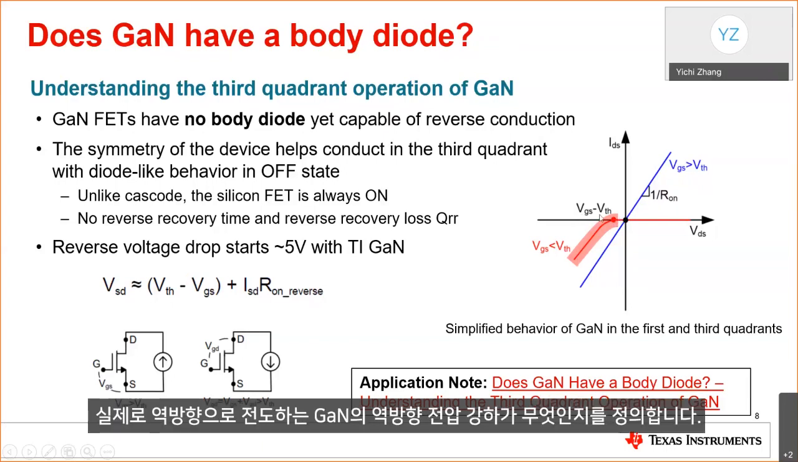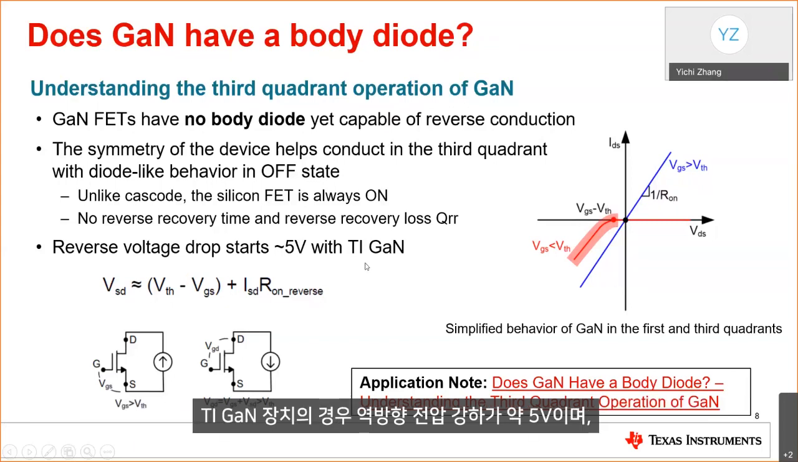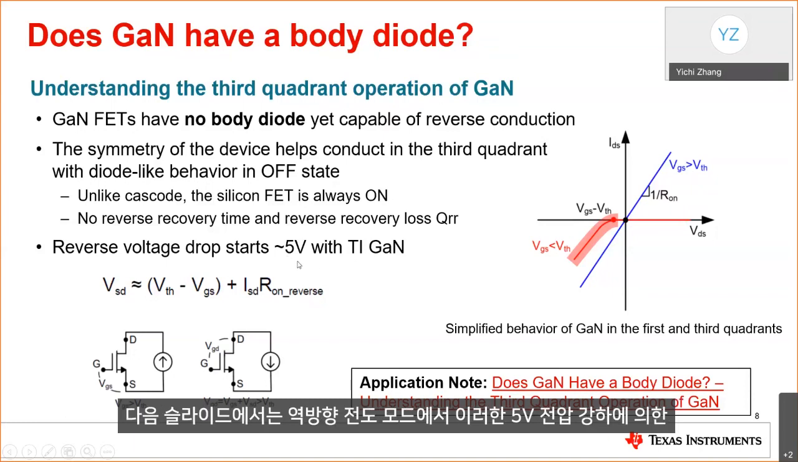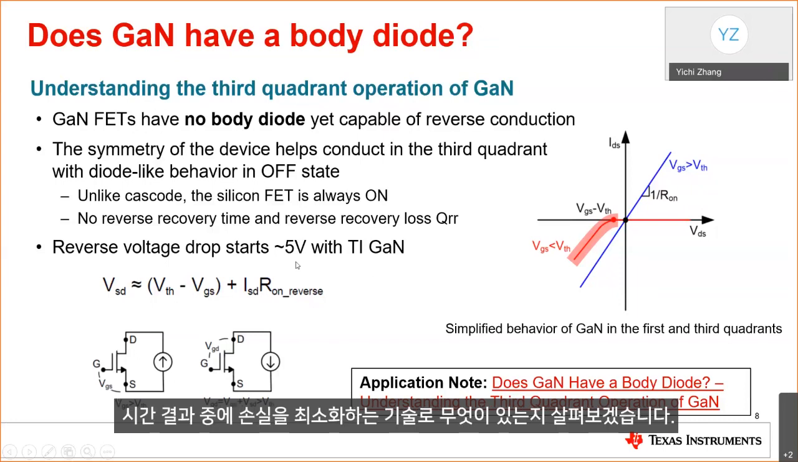And this value, VGS minus VTH, actually defines the reverse voltage drop for GaN conducting in the reverse direction. For our TI GaN device, we have around 5 volts of reverse voltage drop. This is actually larger than what you see in typical MOSFET body diode conduction. In the next slide, I will be going over techniques to minimize the losses during that time resulting from this 5 volt voltage drop in reverse conduction mode.